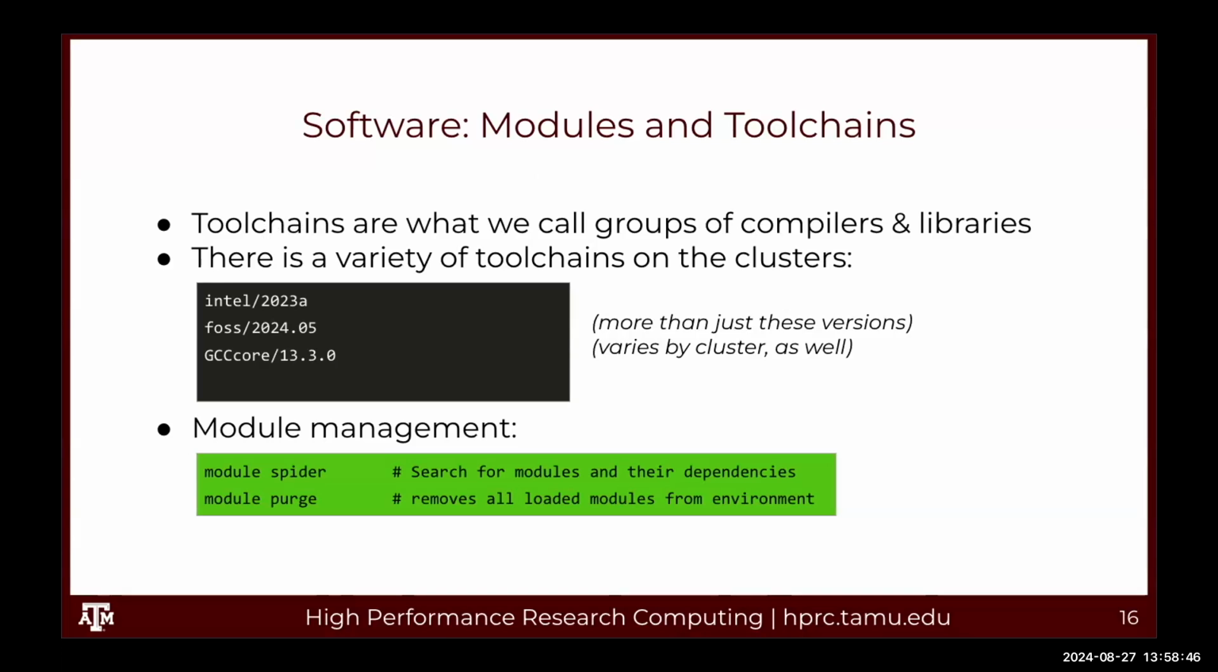So module spider helps you search for modules on our clusters. Say if you don't know if we have, say, Python or OpenMPI available, you can use module spider and then the module you want to search for, and it should give you a result of the available software which matches your query. And module purge removes all of the loaded modules. So in the previous slide, you saw that we were loading GCC or we were loading OpenMPI. So if you do module purge, it will remove all of those loaded modules.